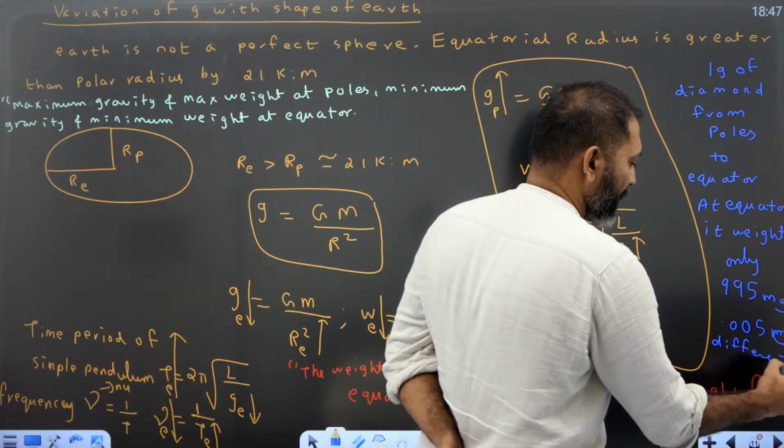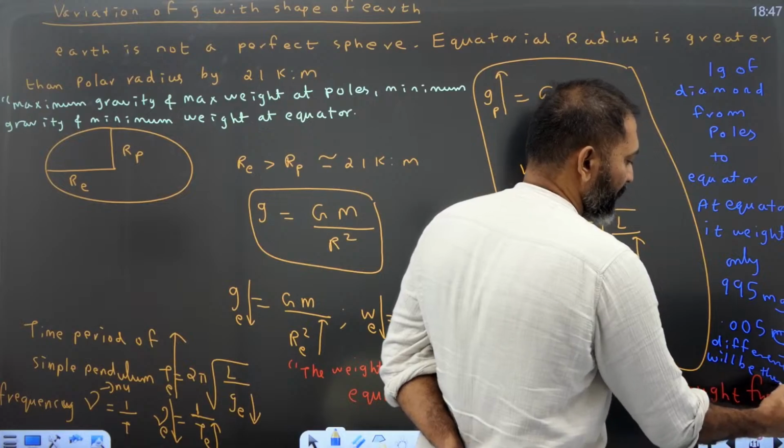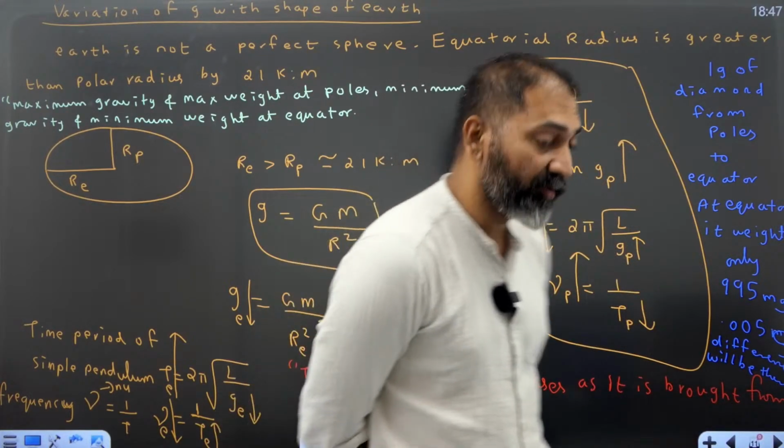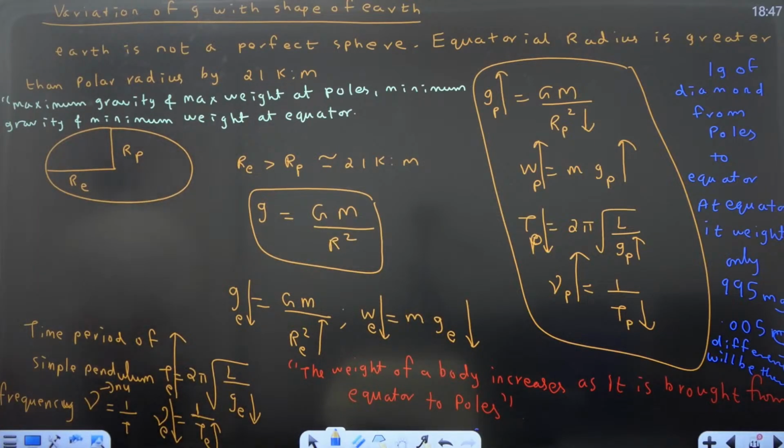Why is there a difference of 0.005 gram? Because g is not a constant, g is minimum at the equator. So due to lesser g, the weight will be lesser at equator. But the change is very small, only 0.005 gram. A very, very small change. But since I am bringing diamond, even that small change is significant. So you have to adjust that weight change.